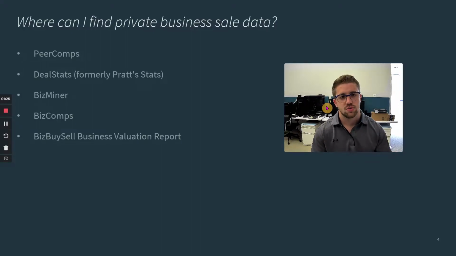Deal Stats used to be known as Pratt Stats before it was bought by BVR. It's a great database for bigger deals. It's a little bit more expensive, but it does have a lot of detail. And then BizMiner and BizComps are MidStreet deals less than $1 million. BizBuySell business valuation reports are also available. They're cheaper. I haven't used one before, but it seems like they would have some unique market data, so there might be something to look into there.